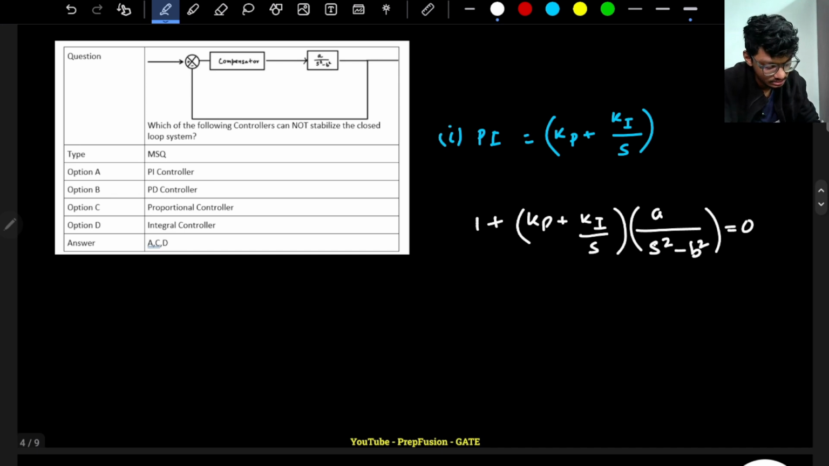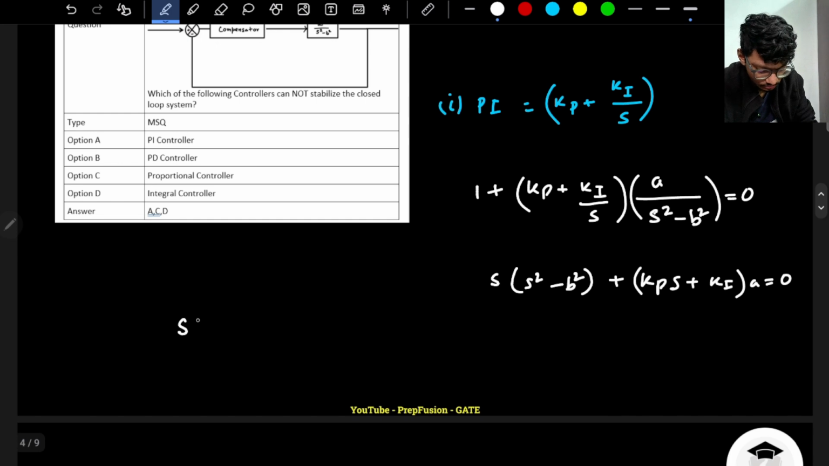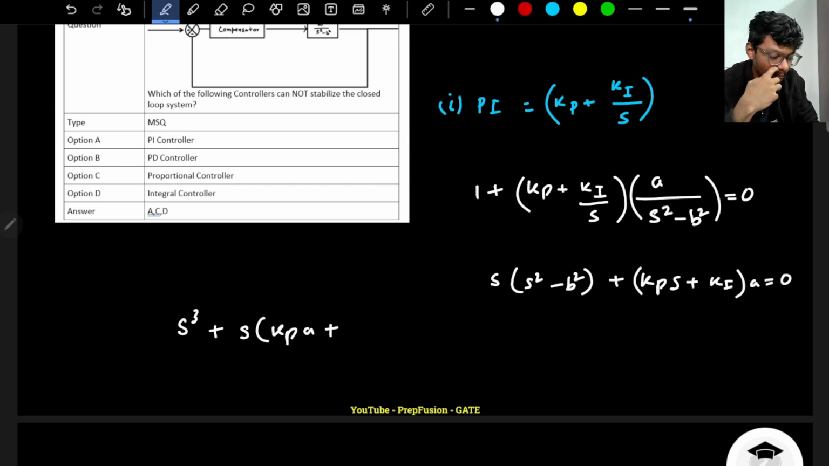Now if I rearrange the terms, s will be common, so this will be s into (s square minus b square) plus Kp s plus Ki into A equals 0. So you will observe that this will be s cube minus s b square, if I take s common, plus s into Kp A, plus Kp A, not plus, sorry, minus b square plus Ki A.